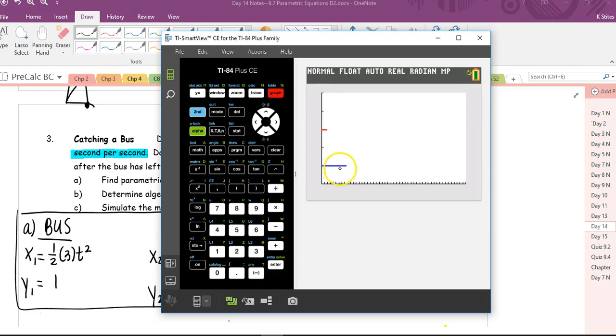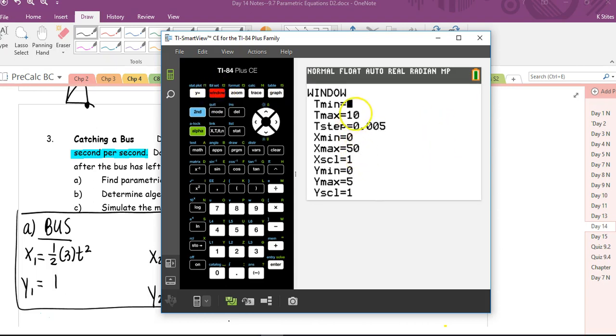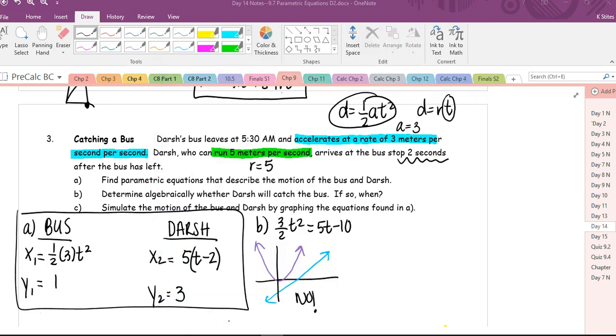All right, so this is the bus. 2 seconds later, Darsh leaves. Oh, yeah, and you're going to notice that the bus is like, peace out. So sorry, Darsh, you're not going to catch that bus. Very sad. This stopped because that is after, what did we say, 10 seconds. Okay, so if you change your Tmax to a larger number, it would keep on going. So there, that's cool.